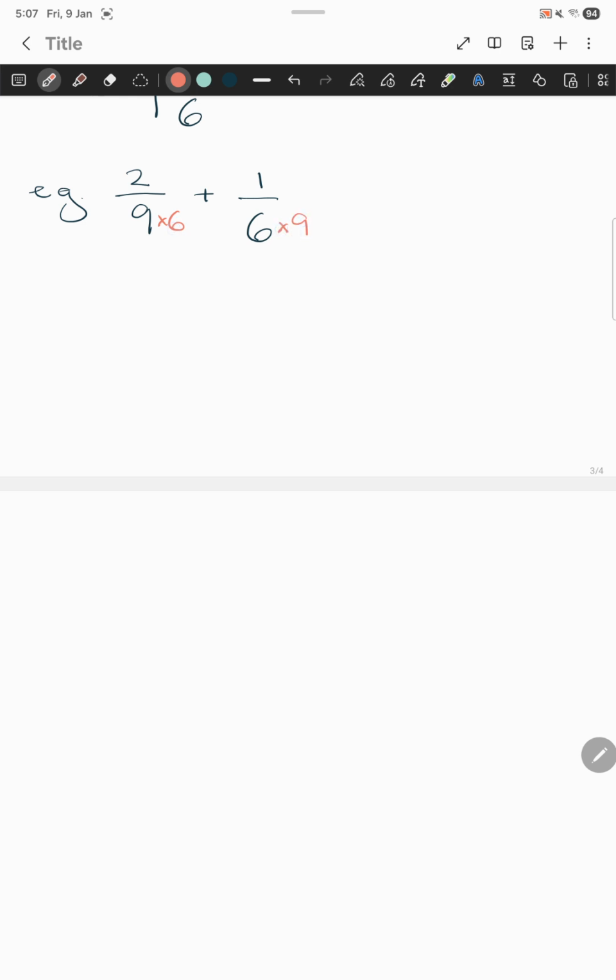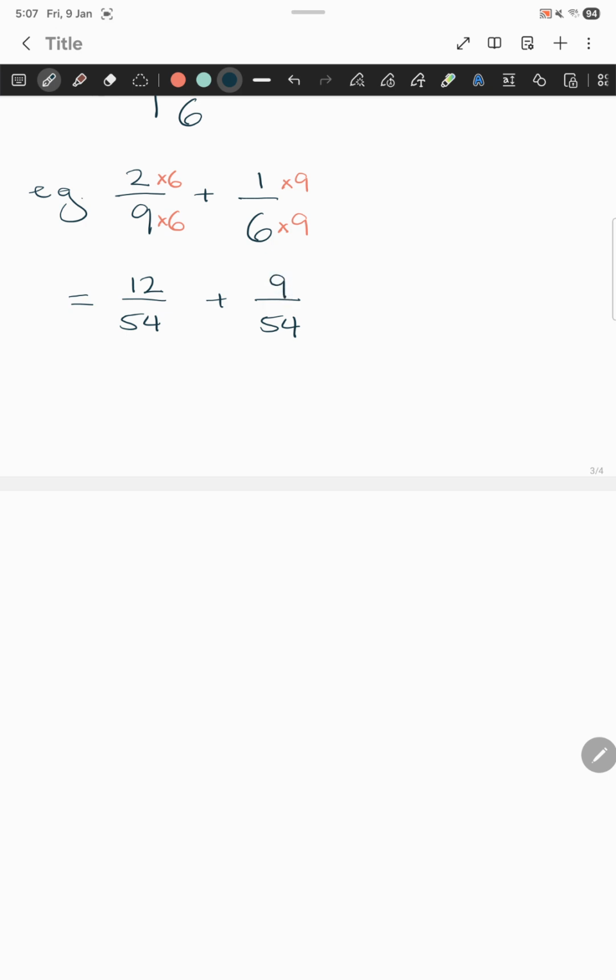And we have to remember to do the same thing to the top and to the bottom to make sure the fraction remains equivalent. So then here we'll multiply by 6 as well. Here we will also multiply by 9. Now we will multiply and rewrite our new fractions. So 9 times 6 is 54. So the bottoms are both going to be 54. Okay, 2 times 6 is 12. 1 times 9 is 9.